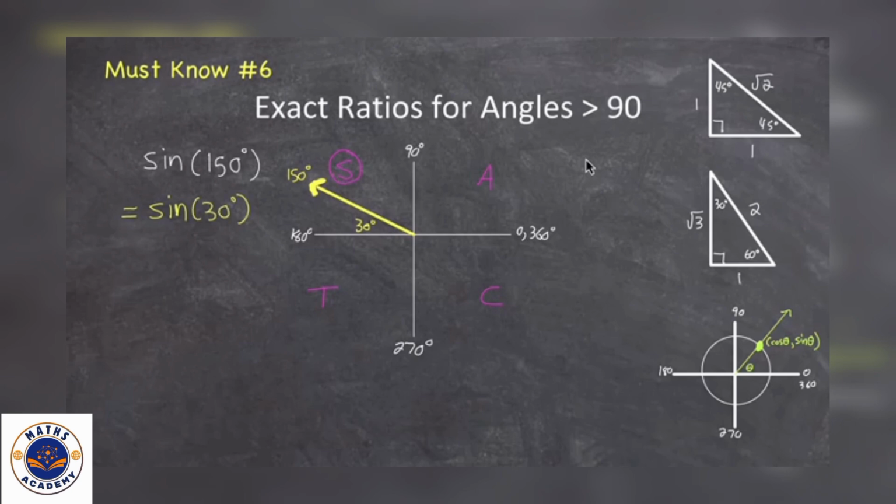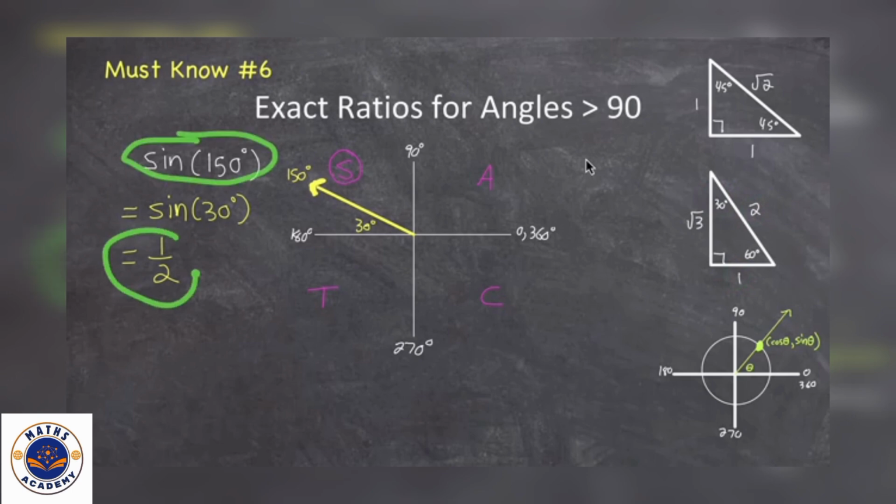And from my special triangle, I know that sine of 30, well, sine means opposite over hypotenuse. So sine of 30 is 1 over 2. So my final answer for sine of 150 is that it's equal to a half.